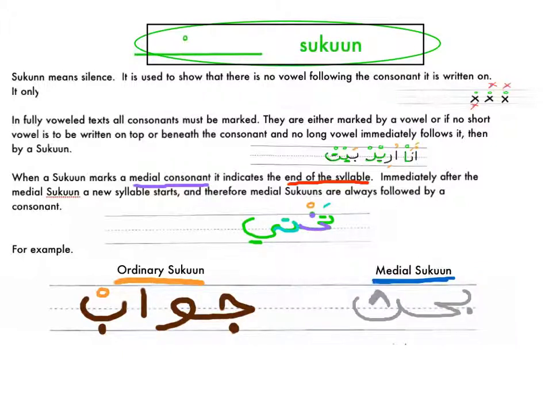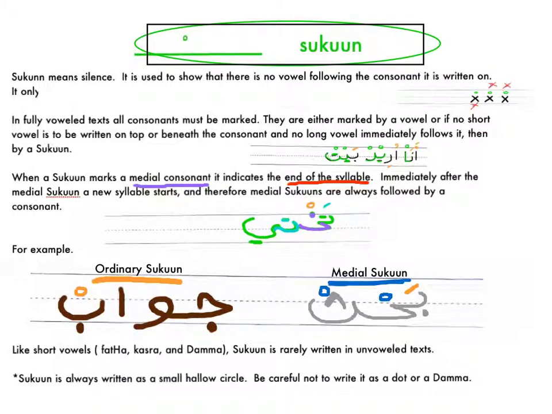The second form of sukun is medial sukun, and as the word implies, it's sukun in the middle of a word. For example, we have the word here, bahth, which means research. The first letter, ba, gets fatha. The second letter, ha, gets sukun in the middle of the word. And the last letter, tha, gets sukun too, because it's the last letter.